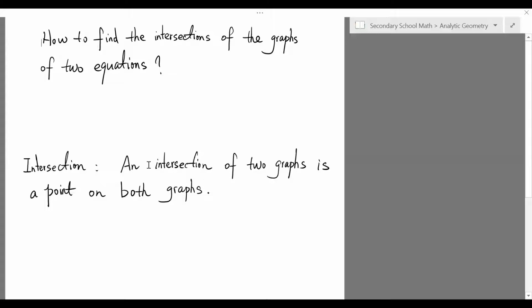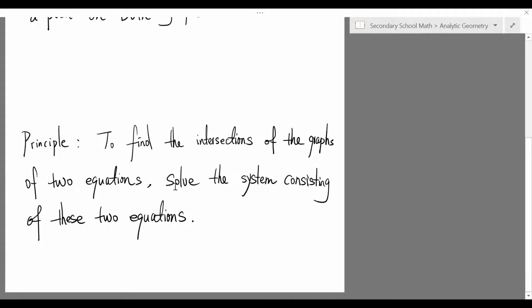Therefore, according to this definition of intersection, we come up with the following principle of finding the intersections of graphs of two equations. It says that to find the intersections of the graphs of two equations, we need to solve the system consisting of these two equations. We're going to look at a few examples and abide by this principle.